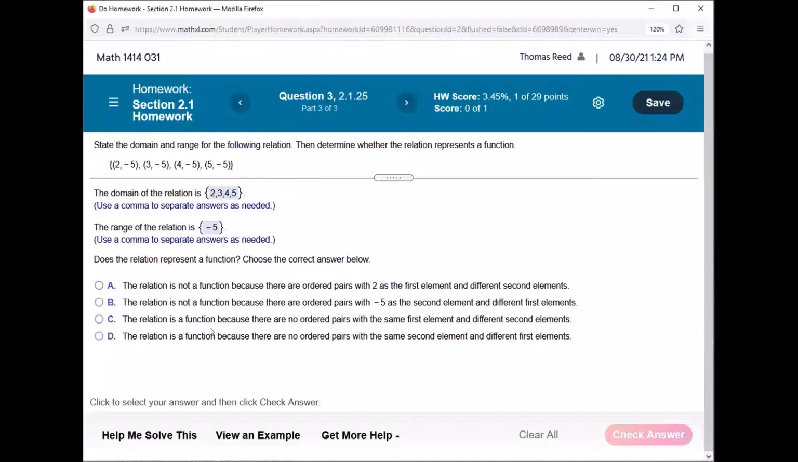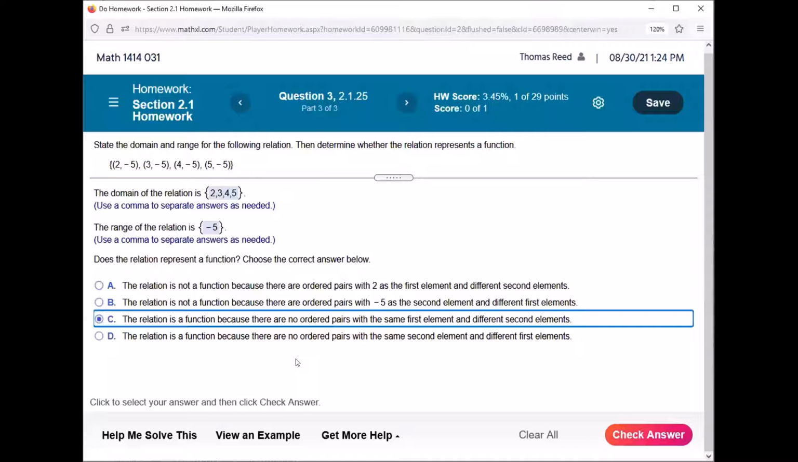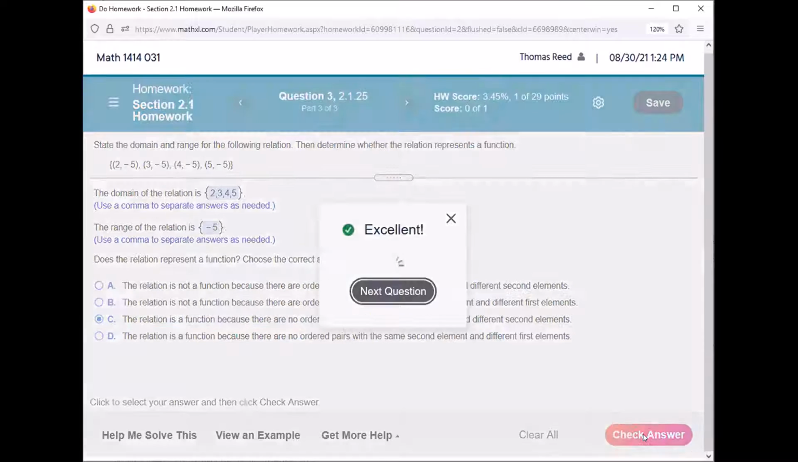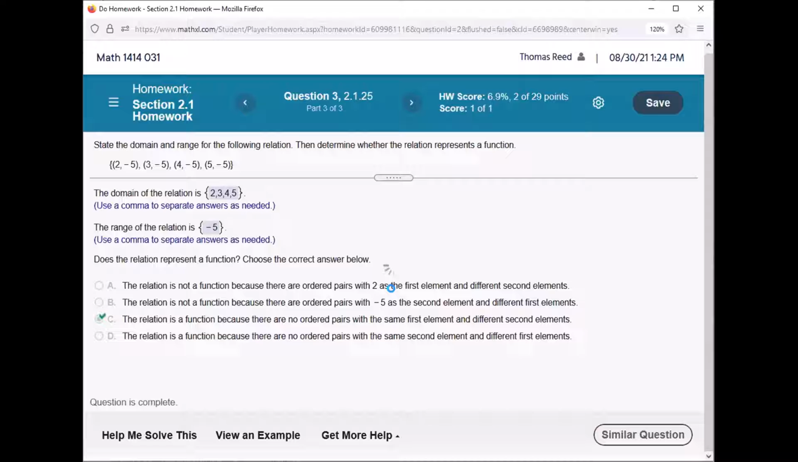Right, because there are no ordered pairs with the same first element and different second elements. So that's what they're talking about there. The first element is only paired with one second element. Okay. Excellent. Okay, so that's how that works.